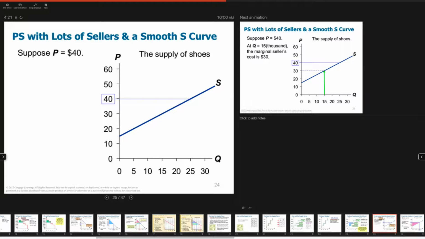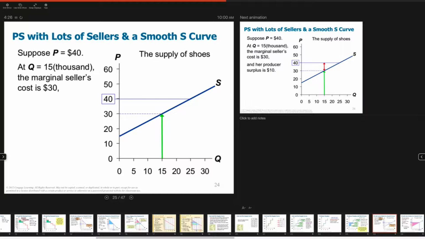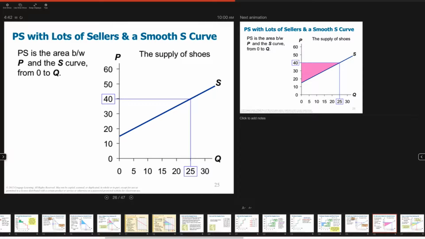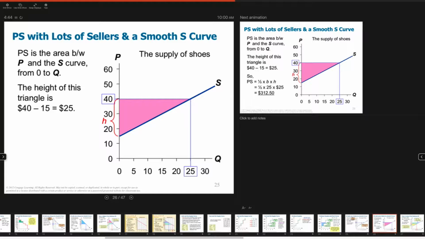So this should look a little familiar. Our price is $40. At a price of $30, the marginal seller will supply 15,000 shoes, so her producer surplus is $10. So the entire producer surplus is the area above the curve, below the price. Is that like consumer surplus per every shoe sold? No, this is total. This is total.